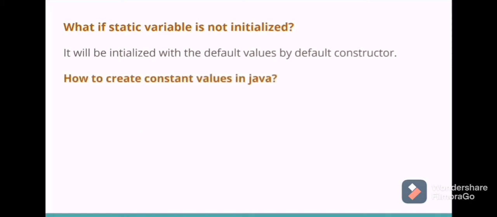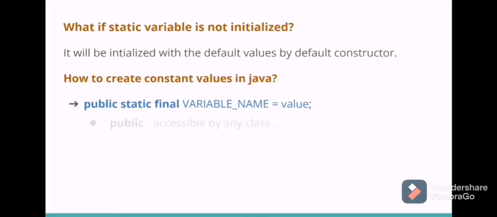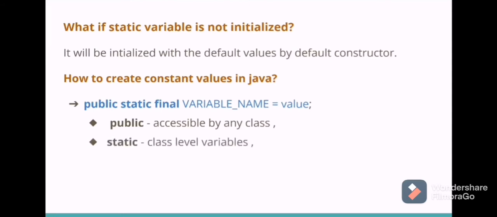How to create constant values in Java? To create constant value, we can use public static final and then variable name equal to value. That is, public means it is access modifier. It can be accessible by any class. Then static means here we are making this variable as class level. Then final means value cannot be changed once assigned, and so it can be constant. So far we have seen questions related to static variable.